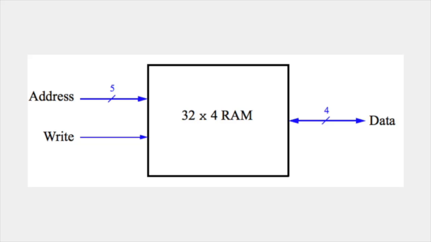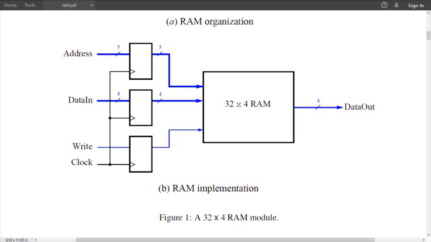Now here is an example of a diagram of a RAM, or Random Access Memory module. It contains 32 4-bit words, which are accessed using a 5-bit address port, a 4-bit data port, and a write control input. And this is the implementation of the 32 times 4 RAM module.